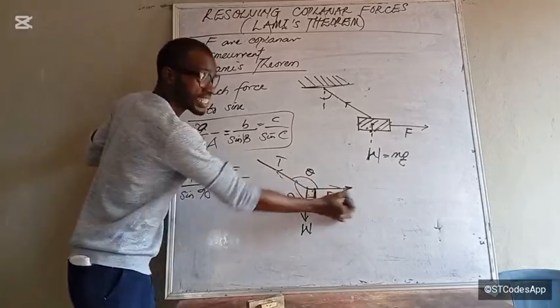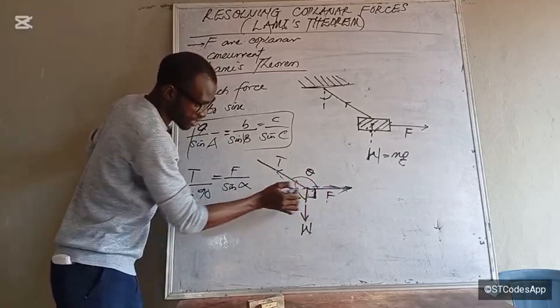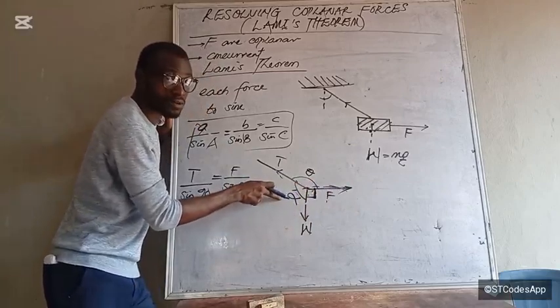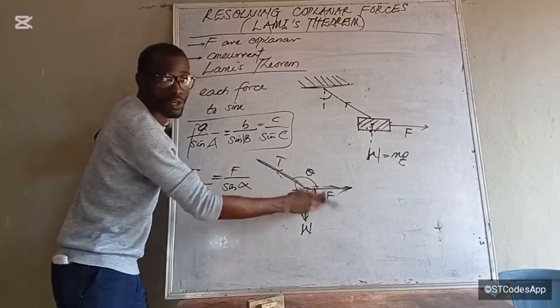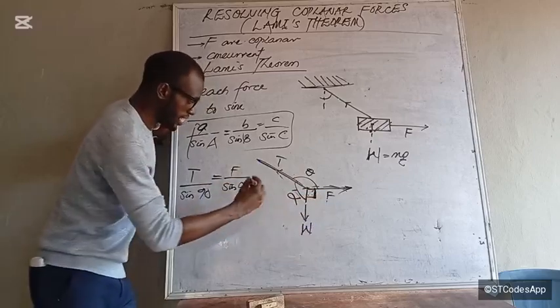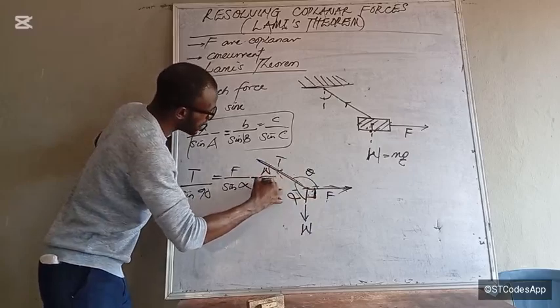This is how to look at it. See, this is the force, this is the line of the force, right? So the line of force is facing this angle, so it will be over this angle. The line of force is facing this angle, so it will be over this angle. Then it will be the same as W over.